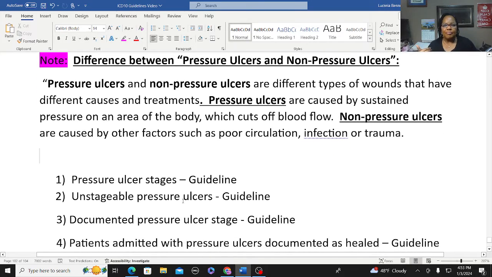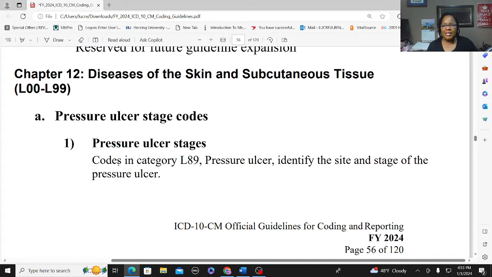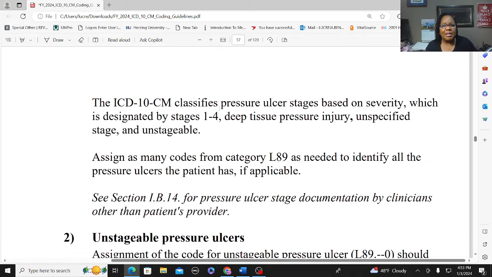All right, we're down to number 1, pressure ulcer stages. It says straight from the guidelines. So let's look at pressure ulcer stages. Codes in category L89, pressure ulcer, identify the site and stage of the pressure ulcer. The ICD-10-CM classifies pressure ulcer stages based on severity, which is designated by stages 1 through 4, deep tissue pressure injury, unspecified stage, and unstageable. Assign as many codes from category L89 as needed to identify all of the pressure ulcers that the patient has if applicable.